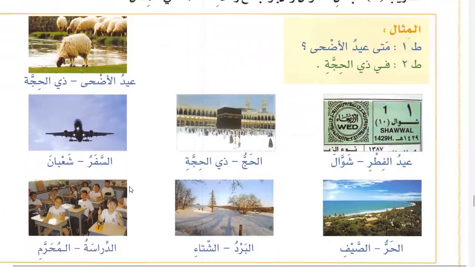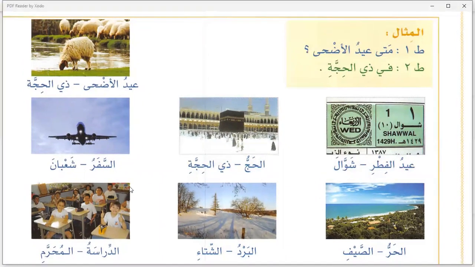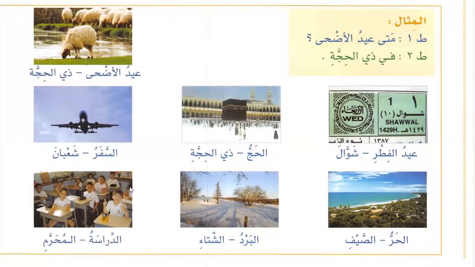Now, the example: Mata Idul Adha? When is Idul Adha? Fi Dhil Hijja, in the month of Dhil Hijja. Miss Niswan, you are first. Miss Rahma, you are second. Mata Idul Adha? Fi Dhul Hijja. Mata Idul Fitri? Fi Shawwal, in the month of Shawwal. Mata al-Hajj? Fi Dhul Hijjah, in the month of Dhul Hijjah.